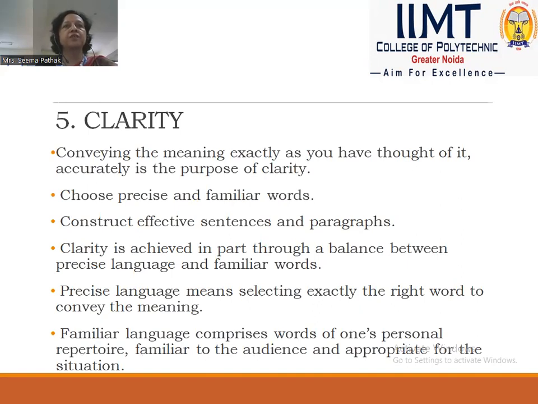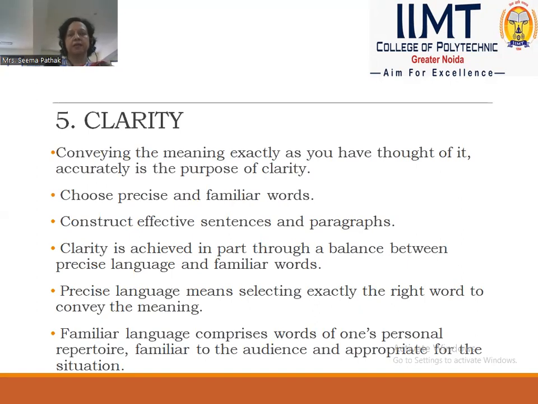Clarity is achieved in part through a balance between precise language and familiar words. Again, you have to be very clear, short, crisp while passing the message so that the person who's trying to read it does not have to use a dictionary. Precise language means selecting exactly the right words to convey the meaning. Familiar language comprises words of one's personal repertoire, familiar to the audience and appropriate for the situation.